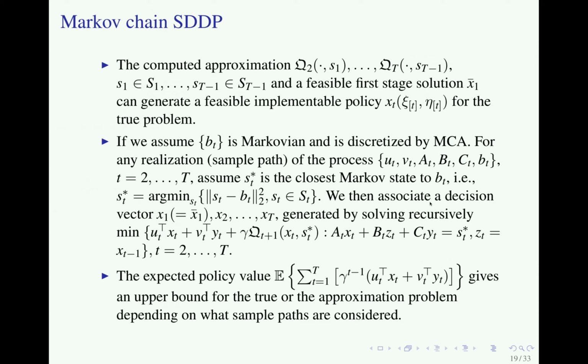For a Markovian problem, it is a bit more involved since the value functions are only approximated at a finite number of Markov states, and they are not convex with respect to the Markovian uncertainty eta t. Therefore, a workaround is to use the cutting planes at the Markov state closest to the realization of the true process. In this way, it still implies a good, feasible, implementable policy for the true problem. All right, so that's SDDP.